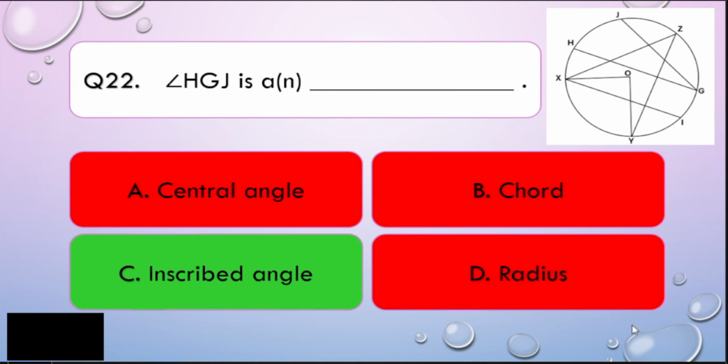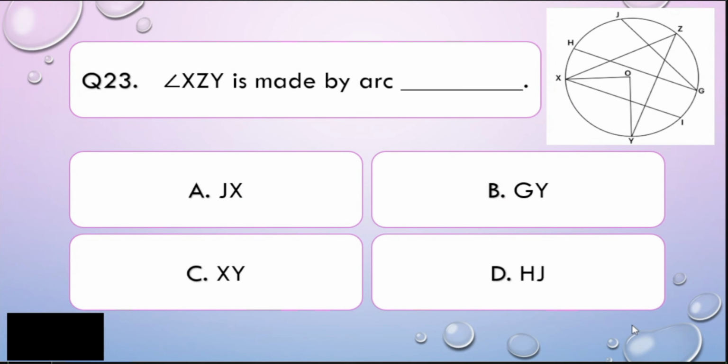Now, let us go to question number 23. Angle XZY is made by arc at A, JX, B, GY, C, XY, or D, HJ. I'll give you 5 seconds to think about your answer.